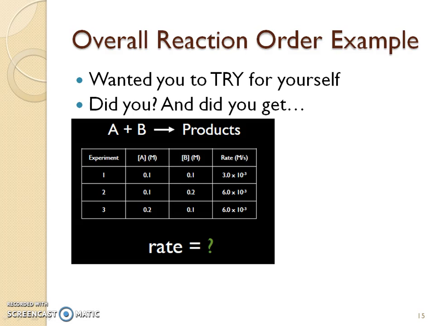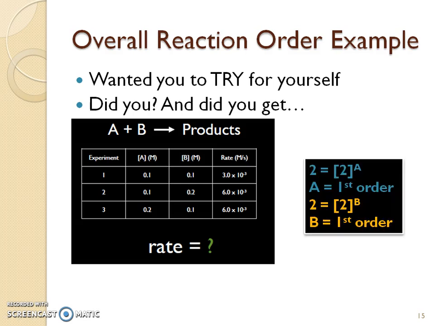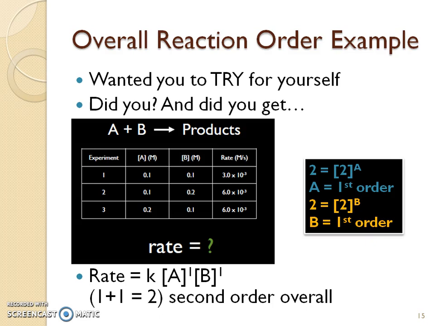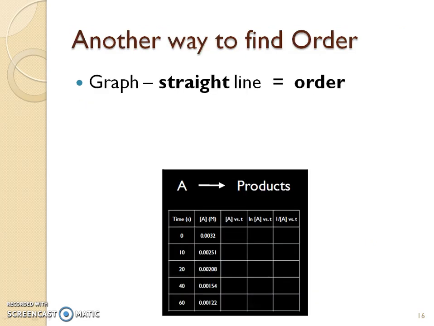Hopefully you did. Hopefully you understood and got that A, the concentration of A is first order. The concentration of B is also first order. So overall, 1 plus 1 is 2. So the overall order of this reaction is second order.